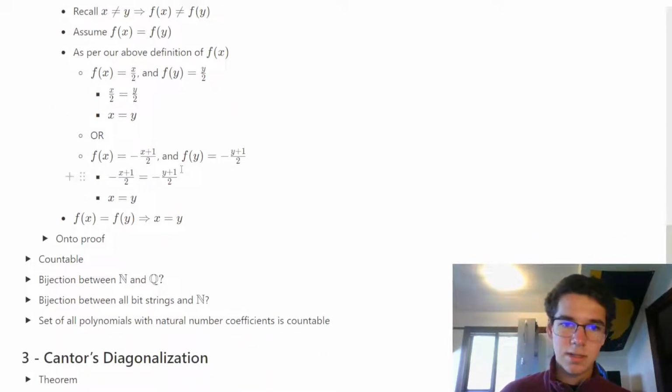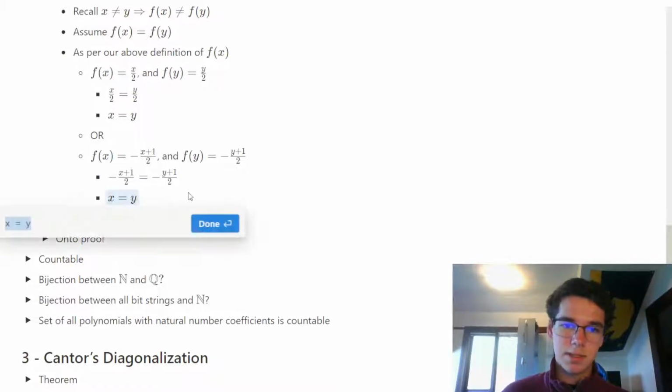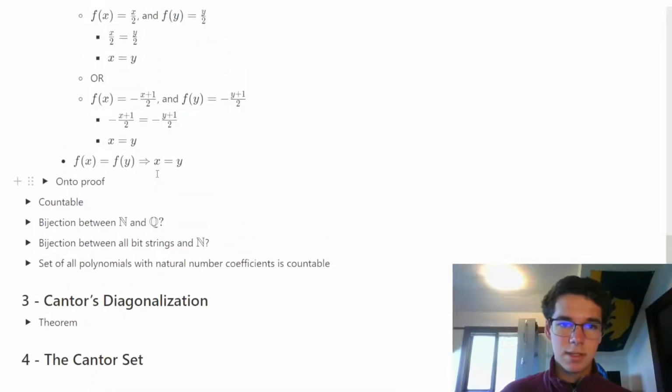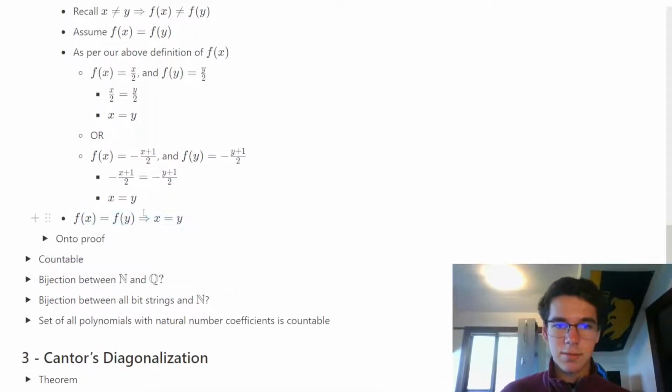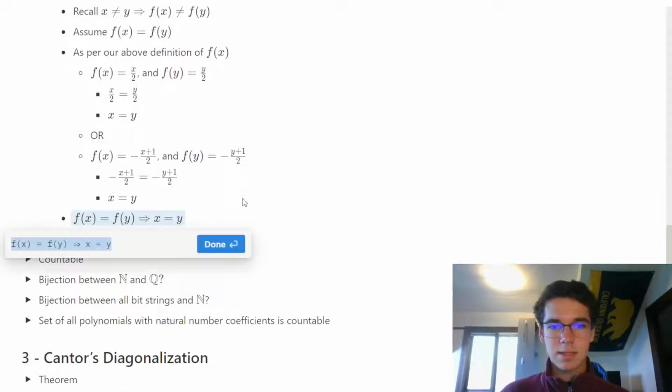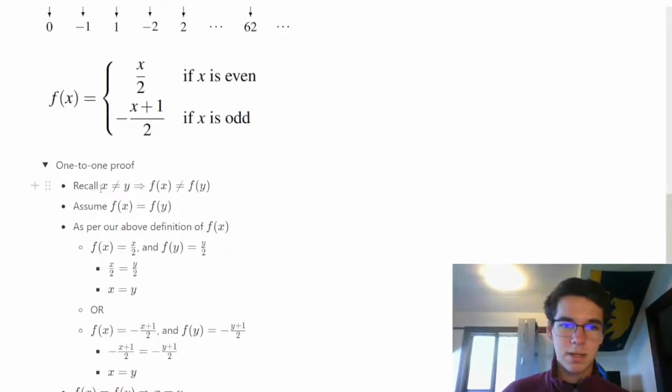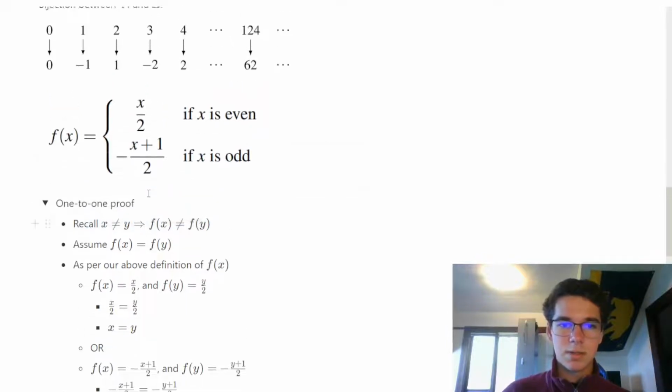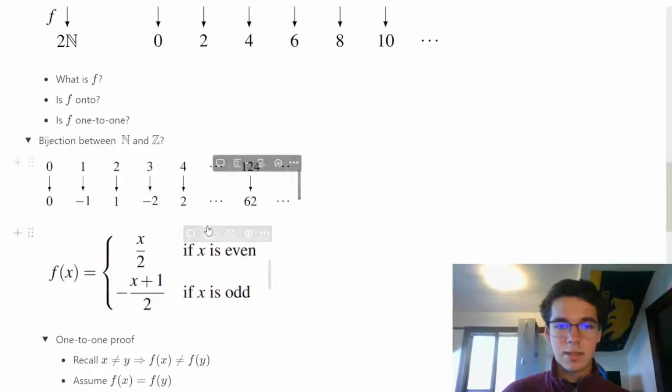And then for the odd case, let's say we have two different inputs, x and y. That means we should have two different outputs. But if it's the case that the outputs are the same, then it must be the case that the inputs are the same. So because f of x is equal to f of y in both the odd and the even cases, then it must be the case that x is equal to y. And therefore we've demonstrated this property, which shows that this is 1-to-1.